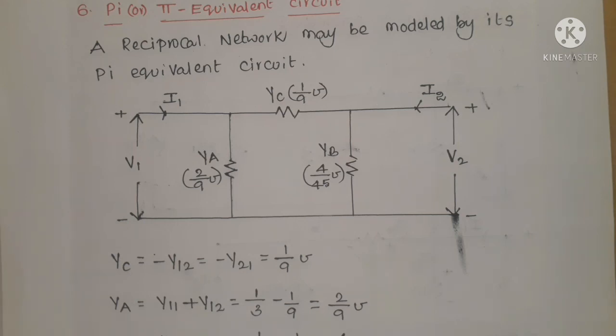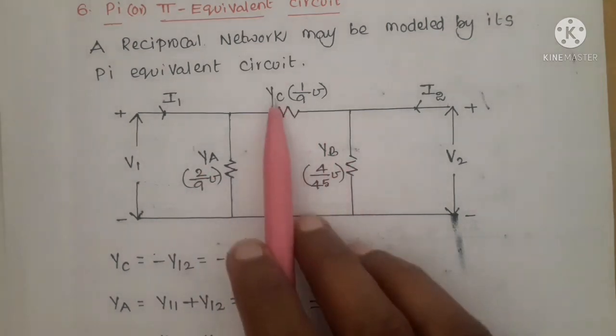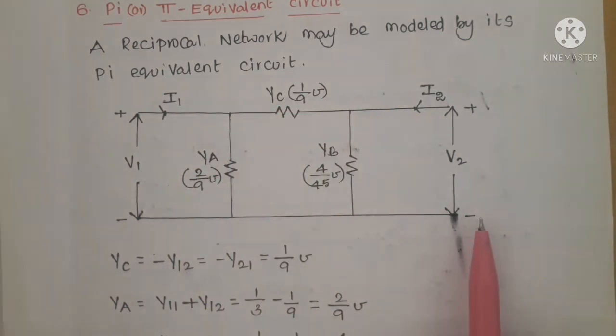First of all, we have to check whether the given two-port network is reciprocal or not. If it is reciprocal, then we can draw the T equivalent circuit if you know Z parameters, and we can draw the pi equivalent circuit if you know Y parameters. So YA, YB, YC are the elements of the pi equivalent circuit.